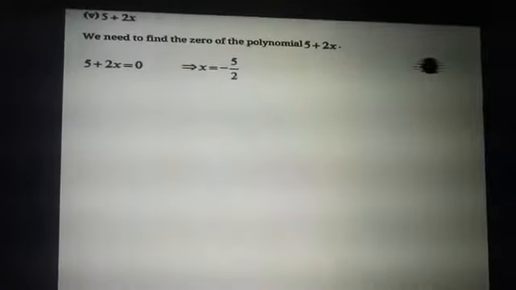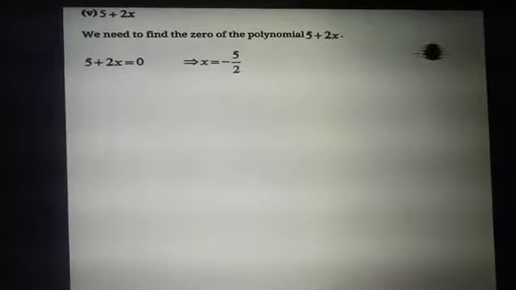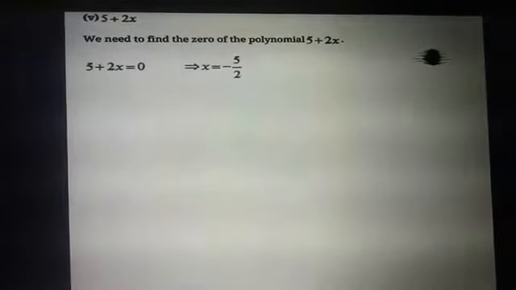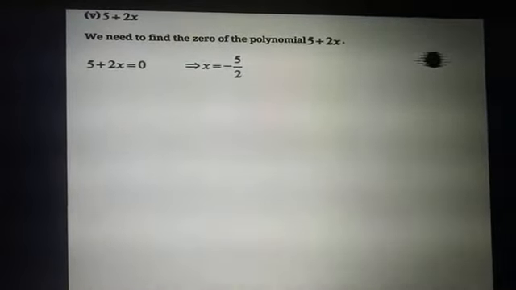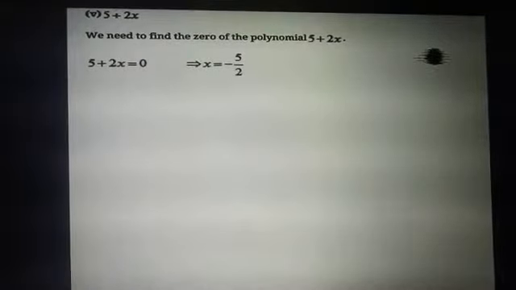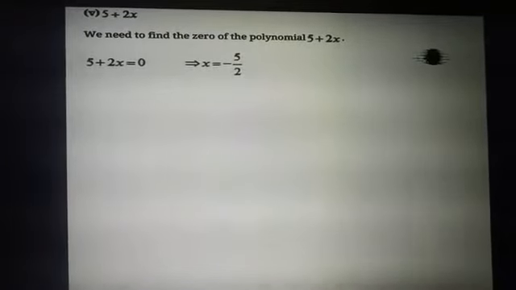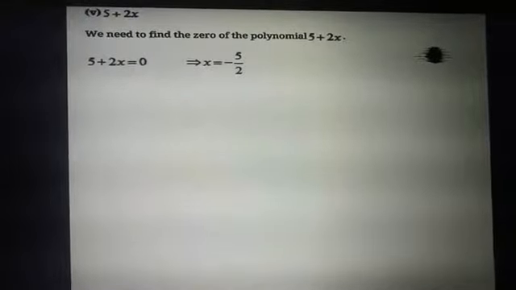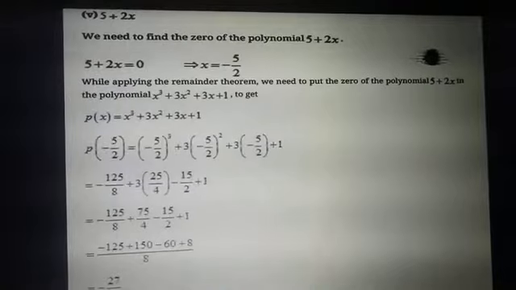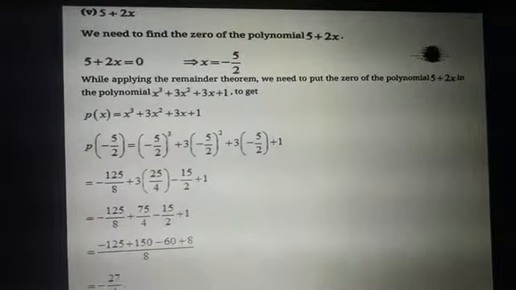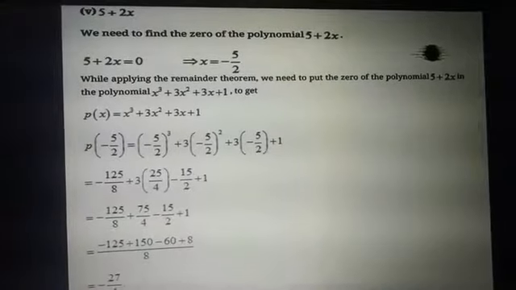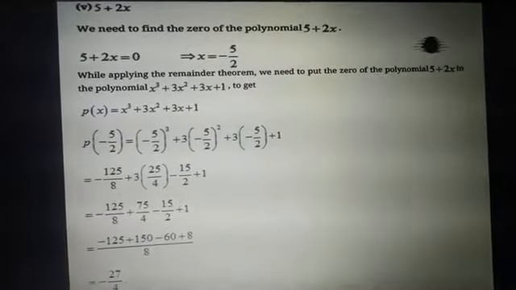Next, fifth one, 5 plus 2x. We need to find the zero of the polynomial 5 plus 2x. That is 5 plus 2x equal to 0, which implies x equal to minus 5 by 2. Plus 5 come to this side, minus 5. Multiplication 2 come to this side, division. So x equal to minus 5 by 2. While applying the remainder theorem, we need to put the zero of the polynomial 5 plus 2x in the polynomial x cube plus 3x squared plus 3x plus 1.